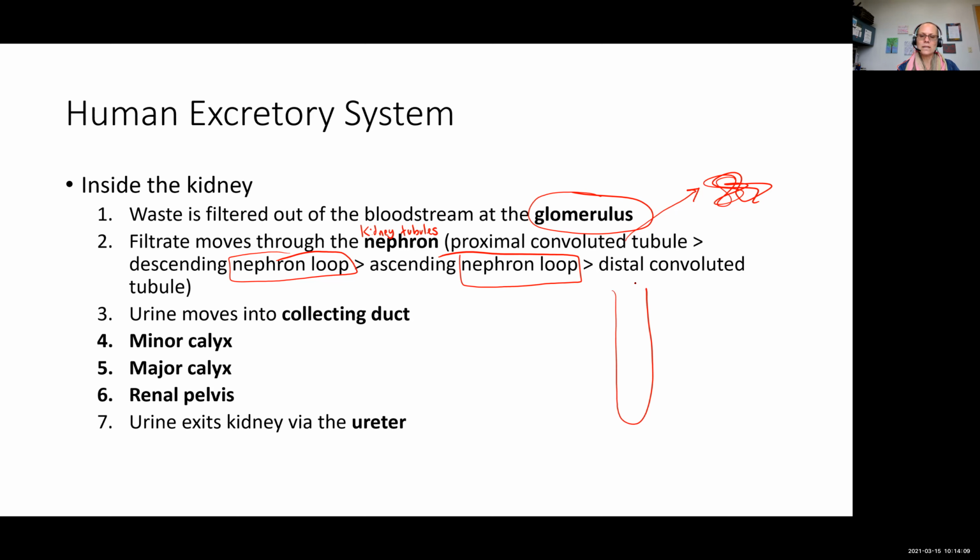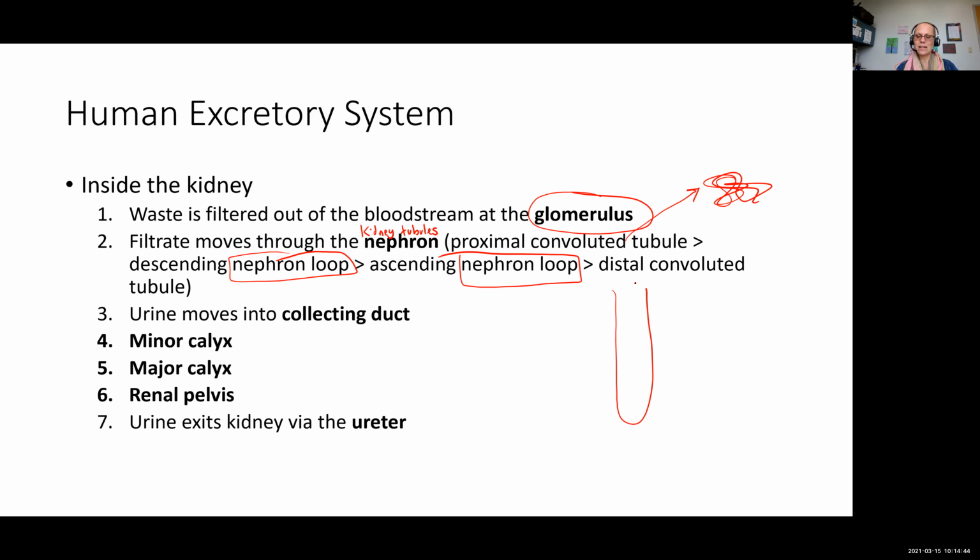Okay, once that fluid makes it to the distal convoluted tubule, it will move into what is called the collecting duct. The collecting duct empties into what's called the minor calyx. Minor calyxes, that would be the plural form of the word, filter into what are called major calyxes. So from a minor calyx, it moves into the major calyx. The major calyx then empties into the renal pelvis, and then the renal pelvis empties into the ureter, and so now we have left the kidney.